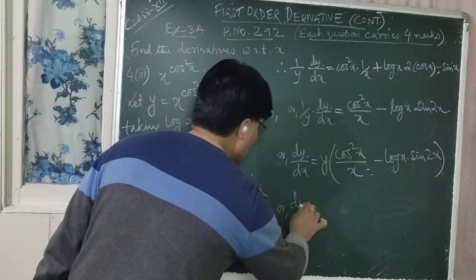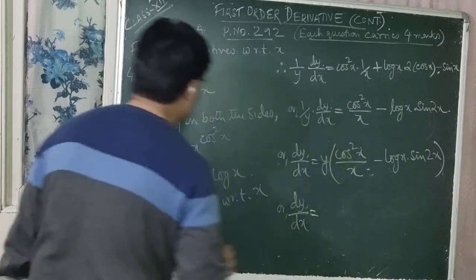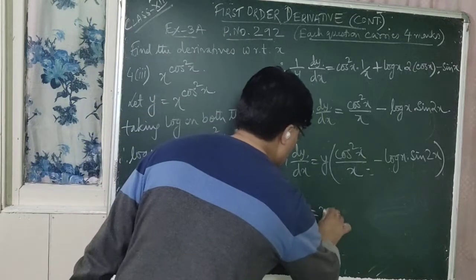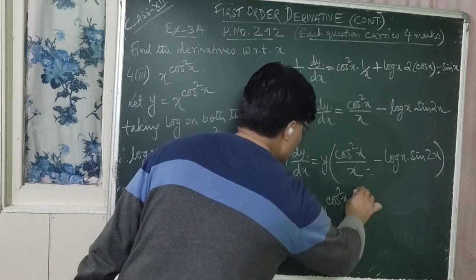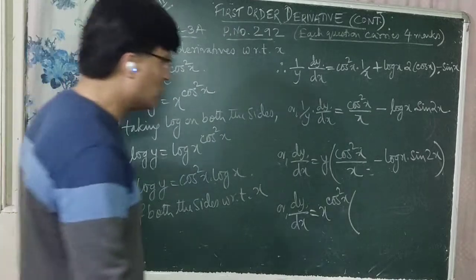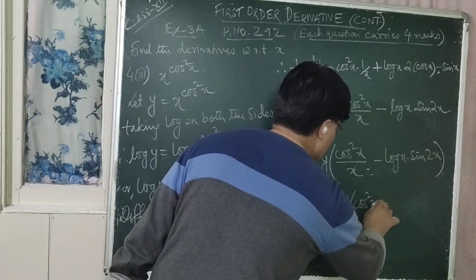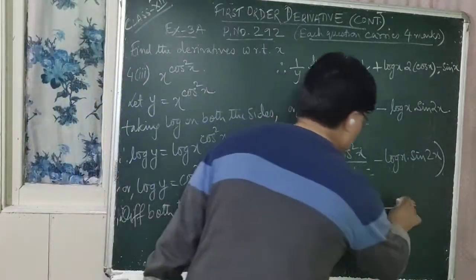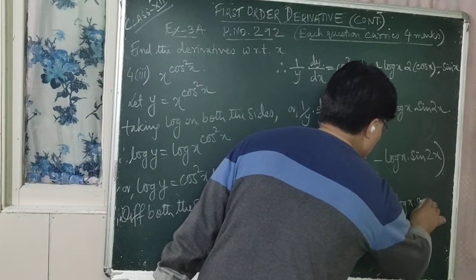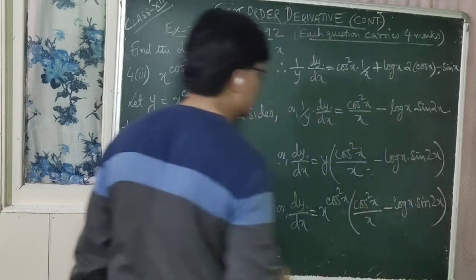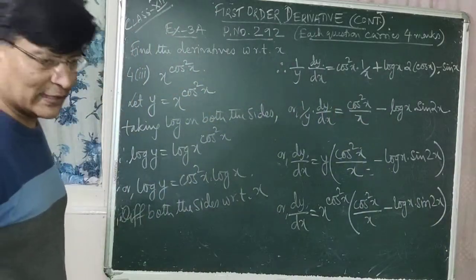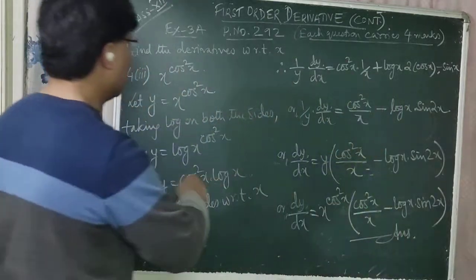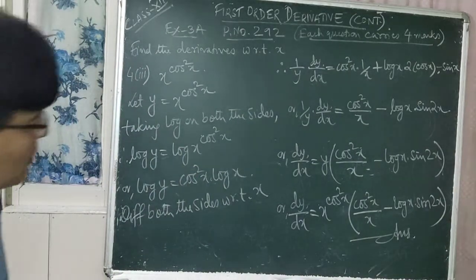So dy by dx is equal to, what is the value for y in this case? It is x to the power cos square x, isn't it? So x to the power cos square x. So within bracket, what do we get? It is cos square x divided by x. Then minus, what do we write? It is log x into sin 2x. So this is your final answer. Is it understood? So you can copy it. We'll do the next question now.